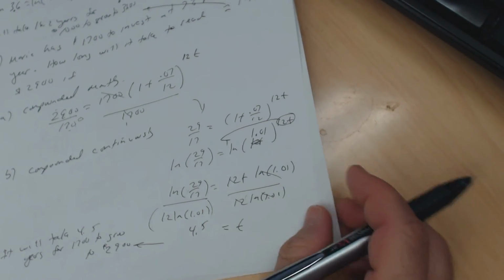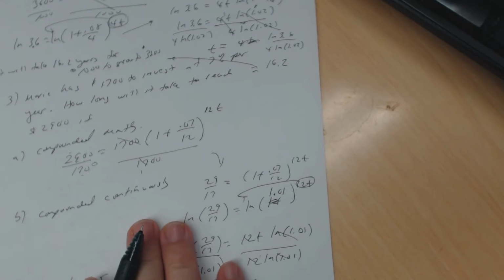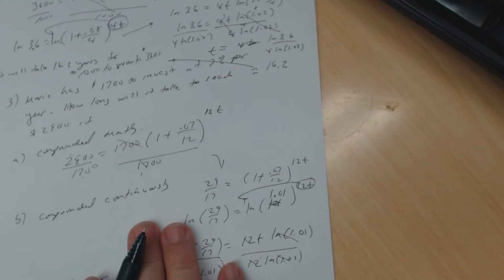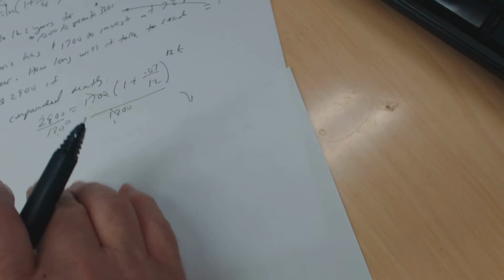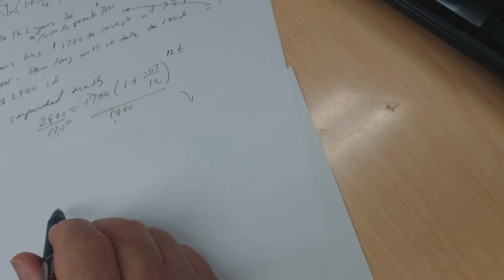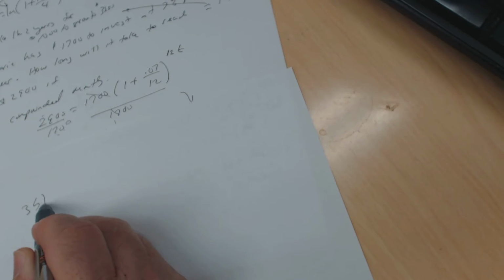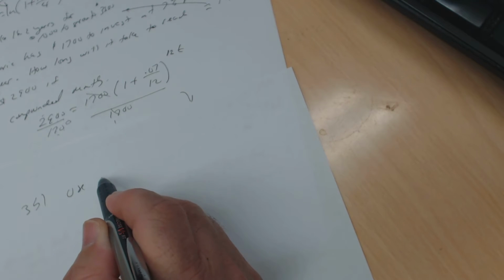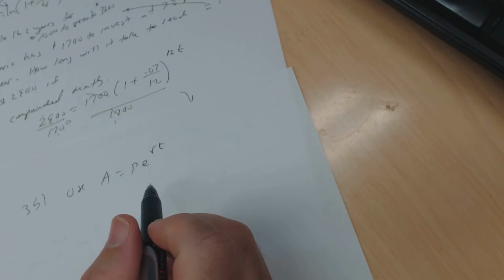Okay? Alright, now let's do the compounding interest. So this time it is compounded continuously. Same information, going from 1700 to 2900, but this time it is compounded continuously. So that's where you have to use the Pert formula. So this is 3b. So we have to use this: A equals P times e to the rt.